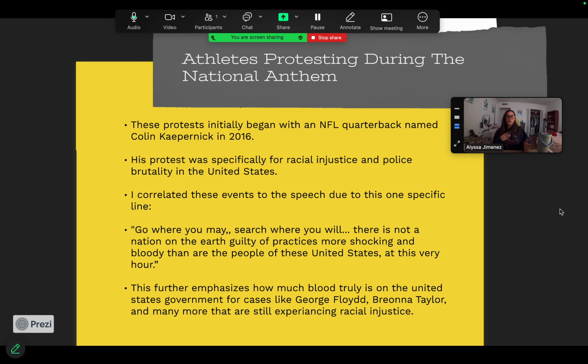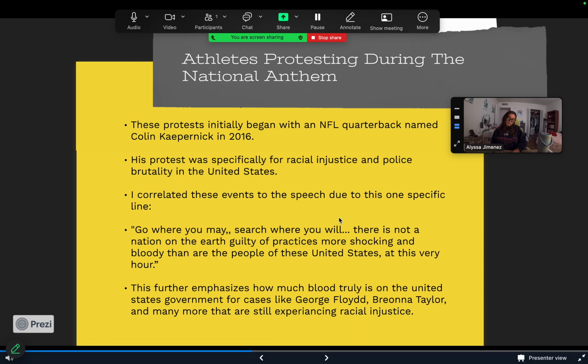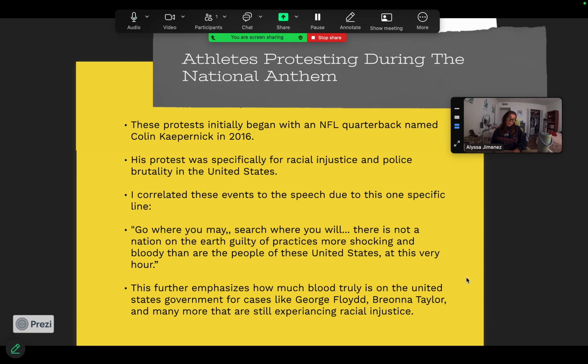And I feel like this further emphasizes our systemic racism, with other cases such as George Floyd, Breonna Taylor, and the continuous racial injustice that we see in our world today. That being said, he did say some problematic things. Mr.